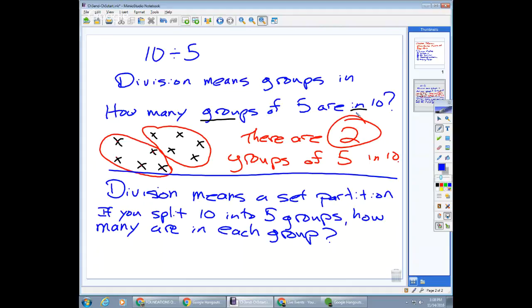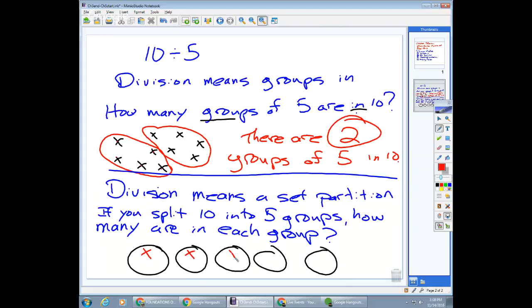So in this case, I have to make my 5 groups, and then start counting out the 10 things till they're evenly distributed. And you have to do that one at a time. So I say, okay, you get 1, there's 1, 2, 3, 4, 5. I still have some more, so I keep giving them out. 6, 7, 8, 9, I had enough, 10. Oh, there's 2 in each group. Notice, totally different physical scenario.